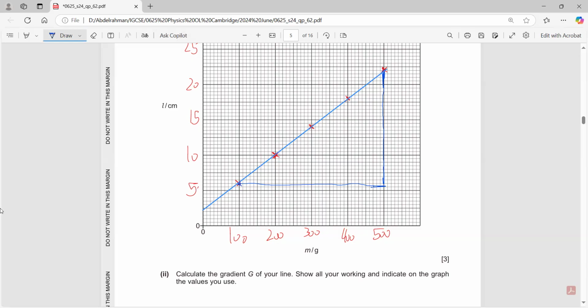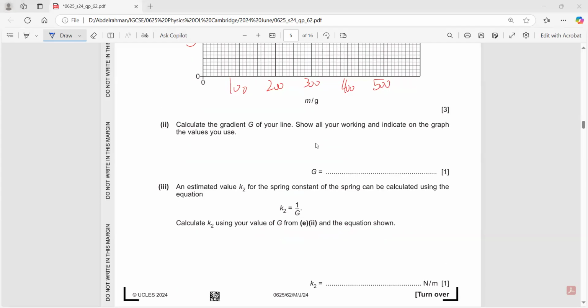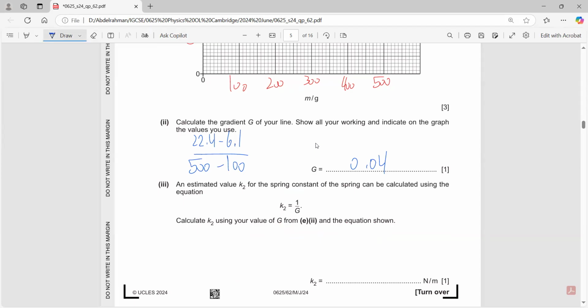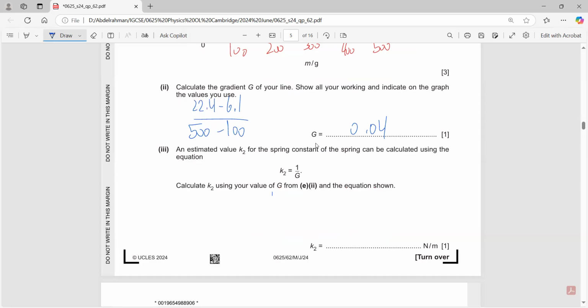This would be 0.04. Again, how did I find it? 22.4 minus 6.1, 500 minus 100. Now he needs me to find K2, which is 1 over G. So K2 is 1 over 0.04, which is 25.